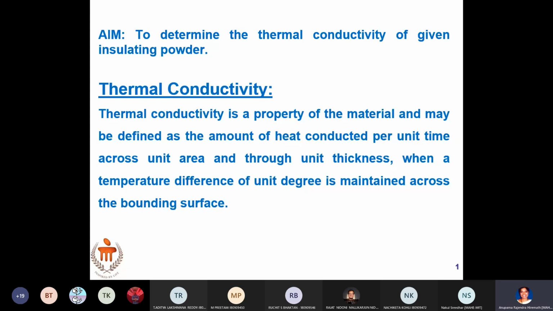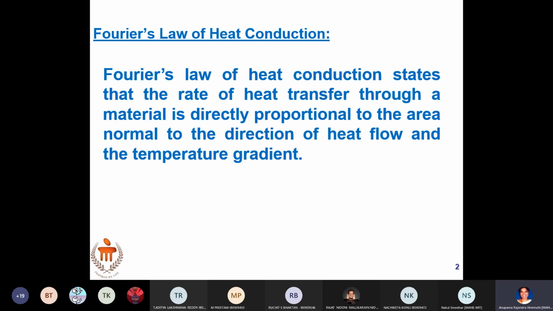So what is thermal conductivity? Thermal conductivity is a property of the material and may be defined as the amount of heat conducted per unit time across unit area and through unit thickness when a temperature difference of unit degree is maintained across the bounding surface. So we are going to use Fourier's law of heat conduction to find the thermal conductivity.